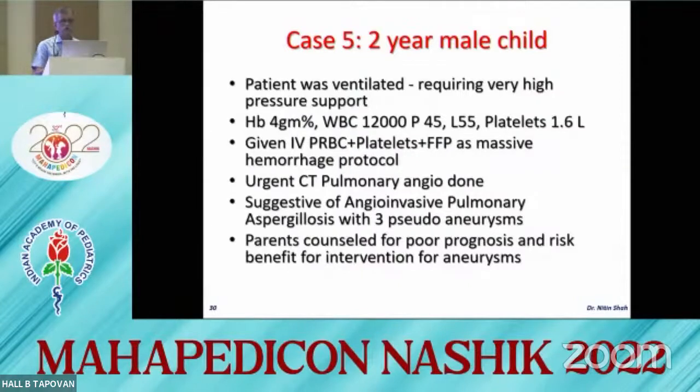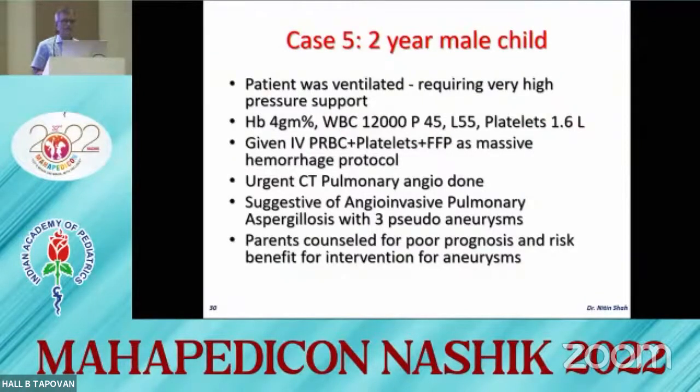Hb dropped to 4 grams from a normal hemoglobin. WBC and platelet were still holding because he was already in remission. He was given the massive hemorrhage protocol, PRBC, platelet, FFP, and an urgent CT pulmonary angio was done. So it was suggestive of angio-invasive pulmonary aspergillosis, which has now led to 3 pseudoaneurysms. Now that fellow is going to die unless you do something.